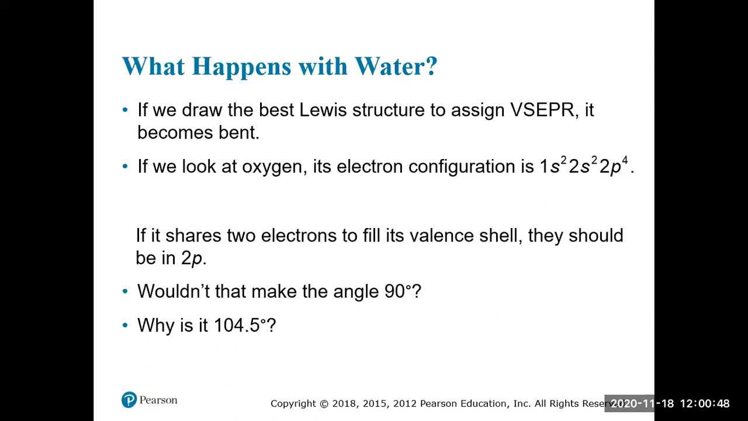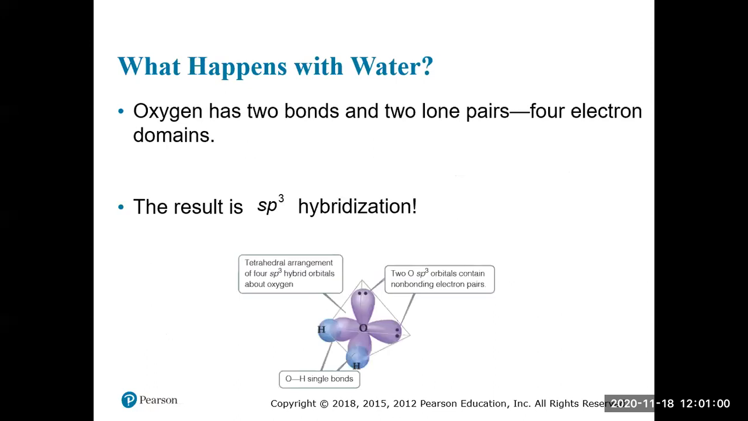So its electron configuration is 1s2, 2s2, 2p4. If it shares 2 electrons to fill its valence shell, they should be in 2p. So if we look at this drawing at the bottom, we see the oxygen bonded to hydrogen. That's a single bond there. But then, as we talked about earlier, there are 2 lone pairs of electrons on that oxygen.